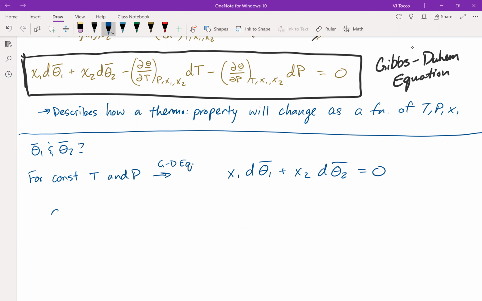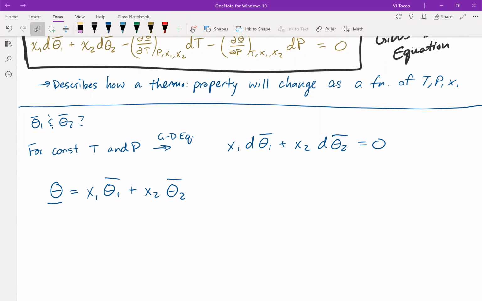I'm going to go back to the original beginning and say that our first goal was to prove that this equation was true. So this is the weighted average of the partial molar properties is equal to the mixture property. All right, and if I want to take the derivative of the whole thing, I'm going to use the product rule. So d theta is, take the derivative of the first one while holding the second one constant, and vice versa.